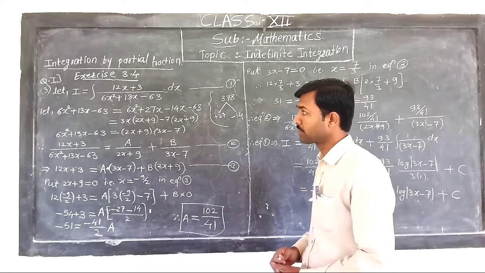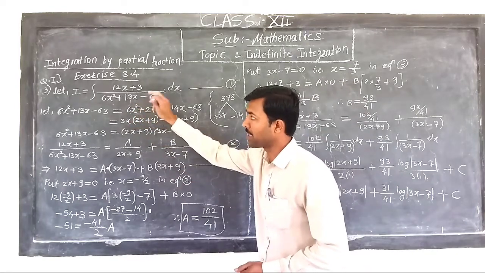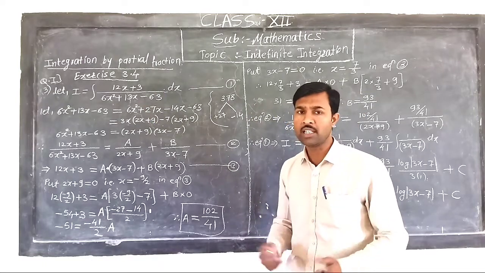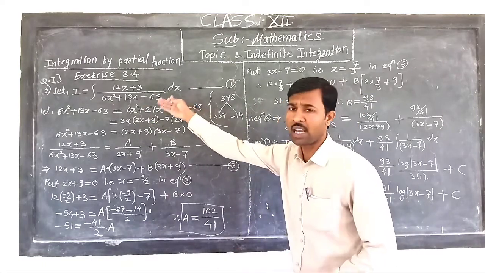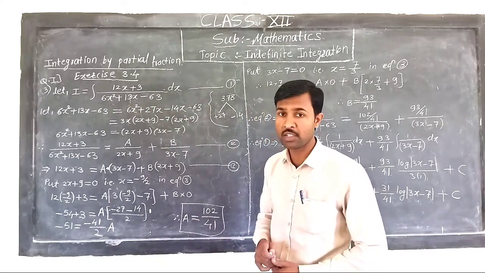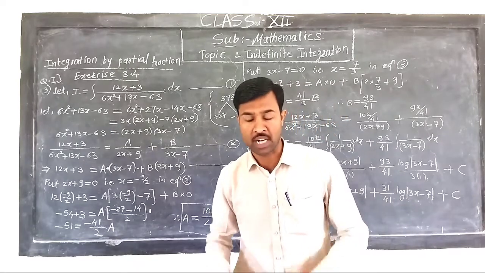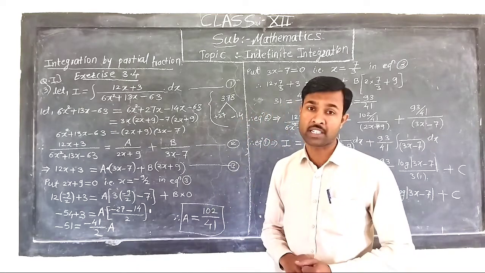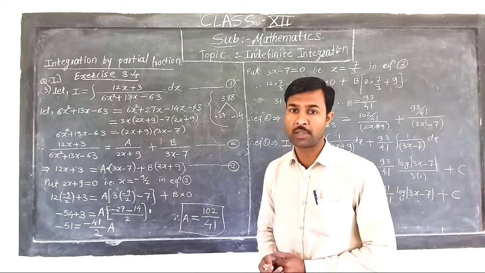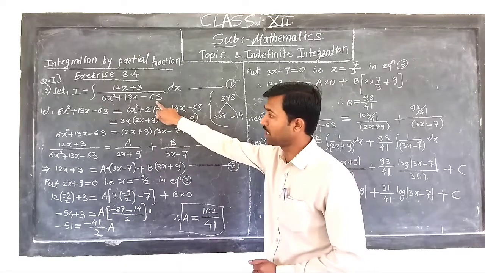Now here in the denominator, there is a function 6x square plus 13x minus 63. Here it is a proper rational function, because the degree of the numerator is less than the degree of the denominator. So we have to solve this problem by partial fractions, and for partial fractions we require factors. Factors may be linear or non-linear, whatever they may be. So firstly we solve this quadratic equation for factors.